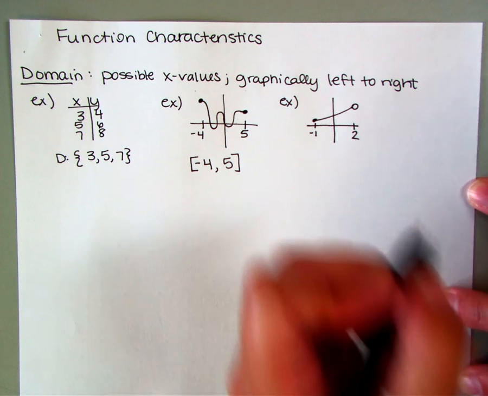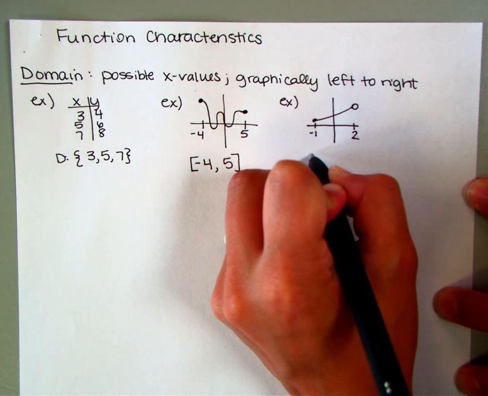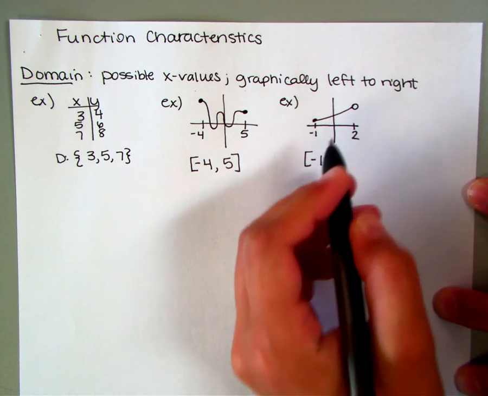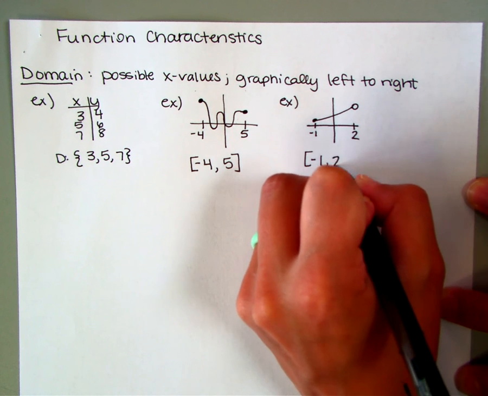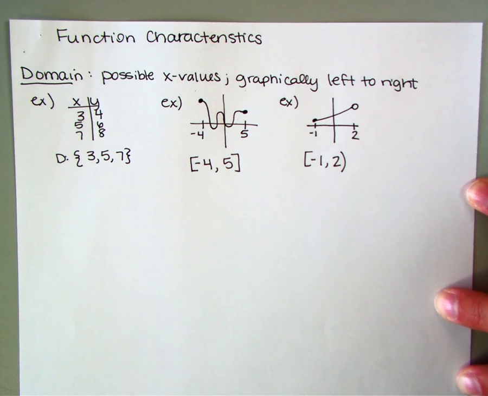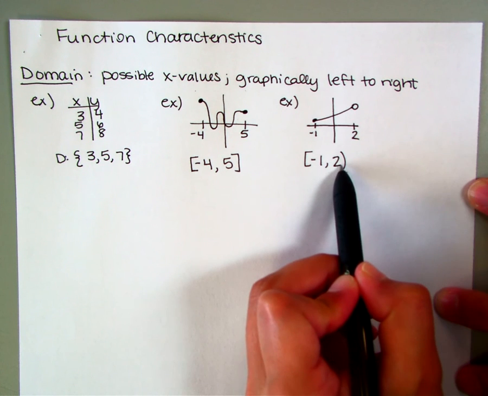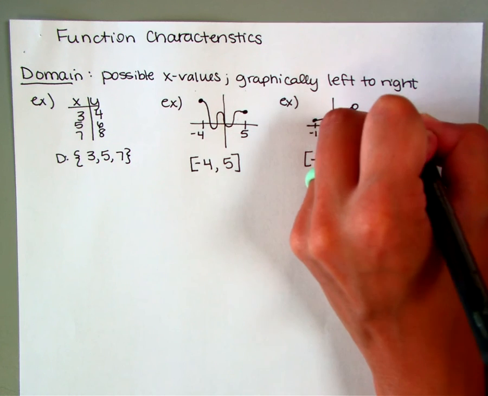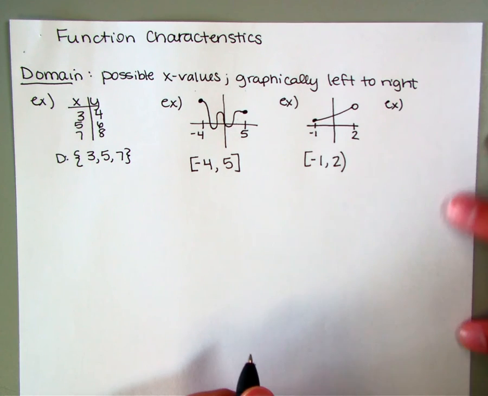And so how we write that is still in interval notation, but we start with -1, so the solid dot is that bracket, and then that open circle is a parenthesis. And so that just means it gets really, really close to 2, it approaches it, but it doesn't actually reach it. And so we'll have one more example of domain.